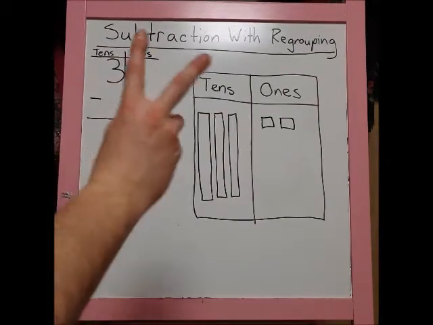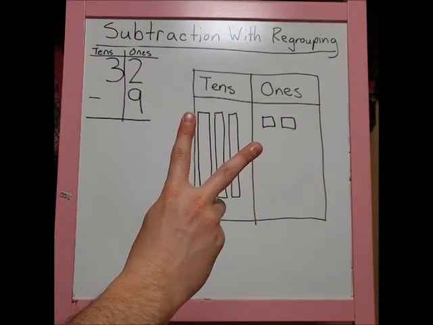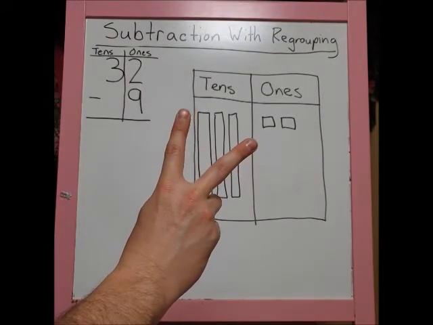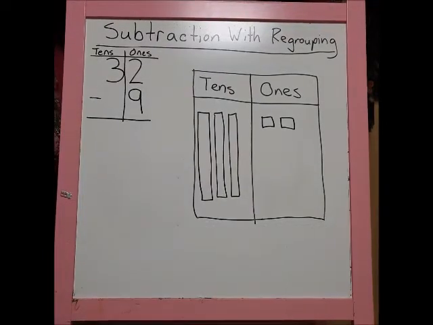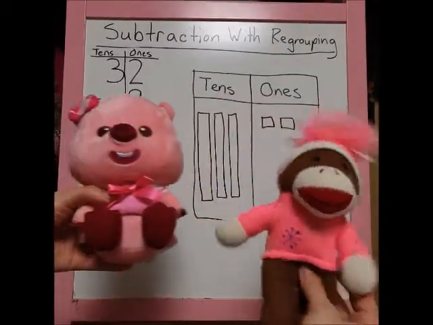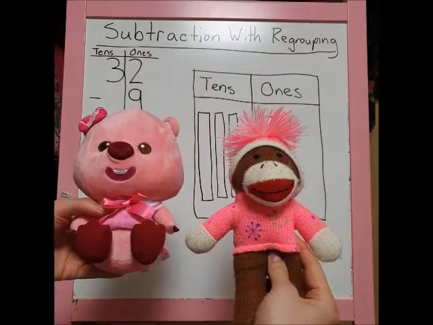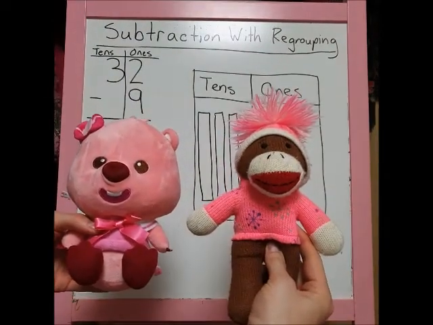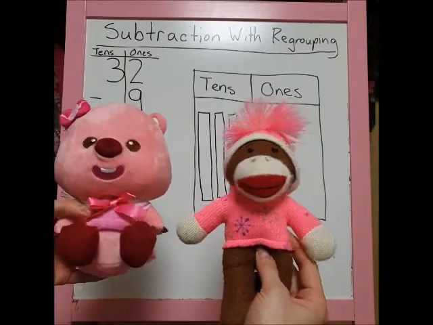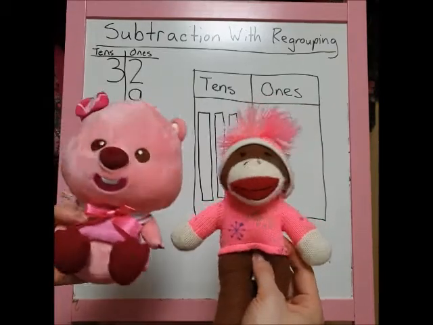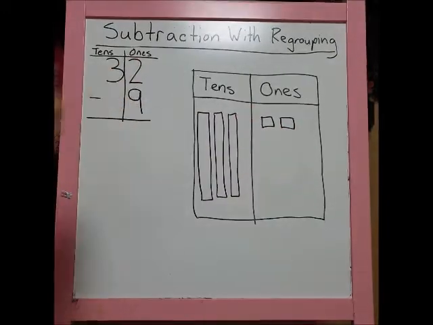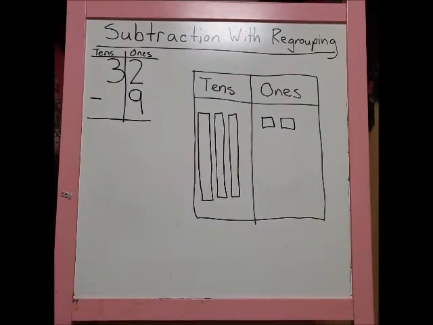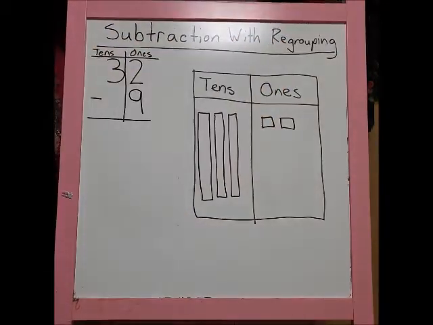If I have 2 of something, can I take away 9? For example, if I had 2 stuffed animals, can I give 9 to someone? The answer is no. You cannot give 9 to someone because I don't have enough. I only have 2. So how are we going to subtract 9 from 32? We are going to regroup.